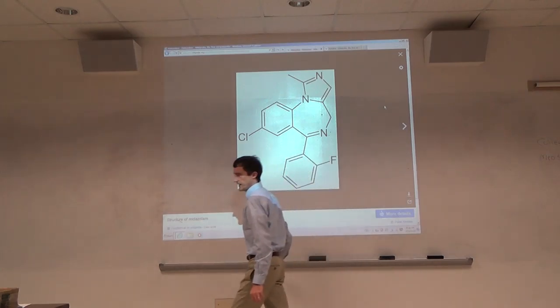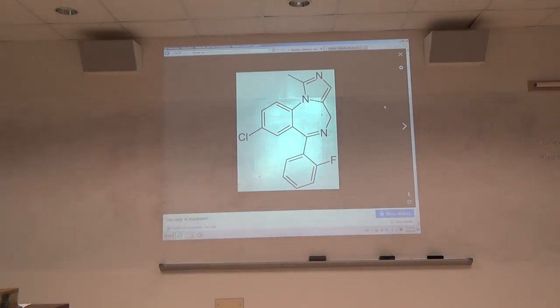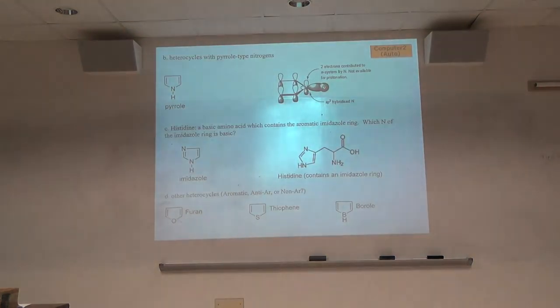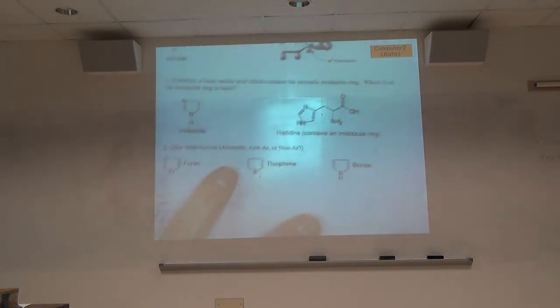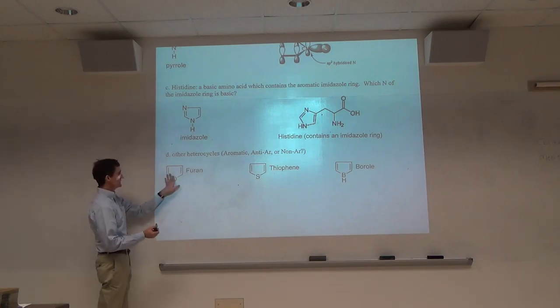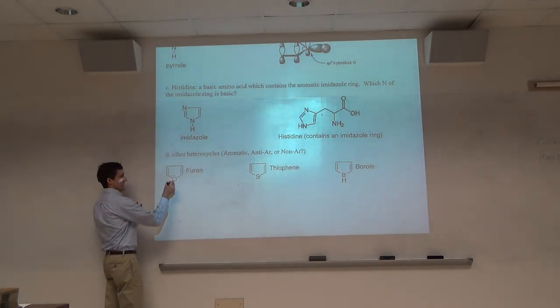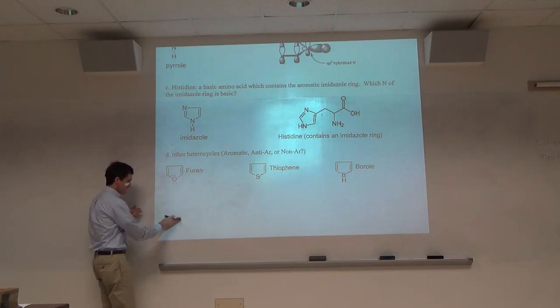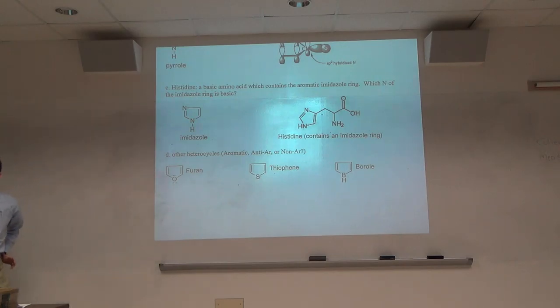How about something other than nitrogen? Down at the very bottom. What if we take the five-membered ring and stick an oxygen in here? How many lone pairs on this guy? Two. Two there. Aromatic? Anti-aromatic? Non-aromatic?